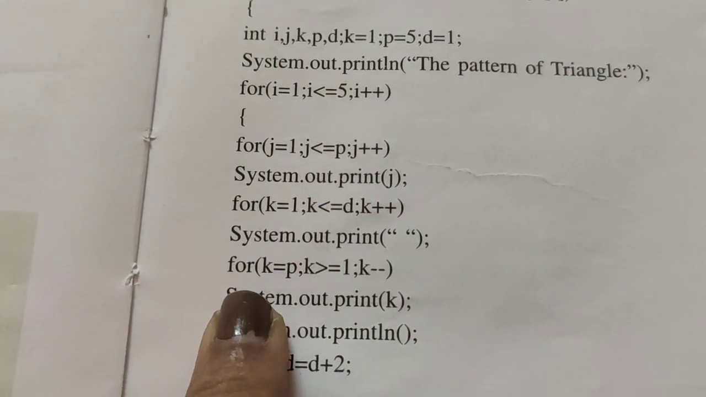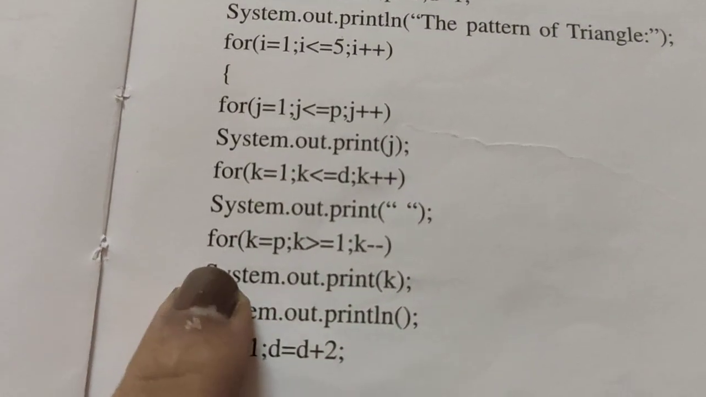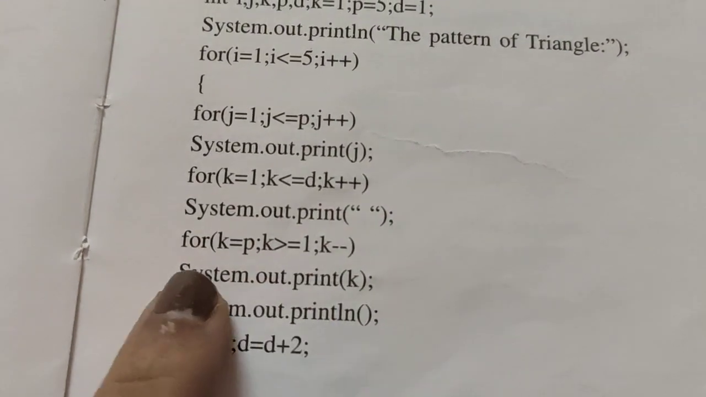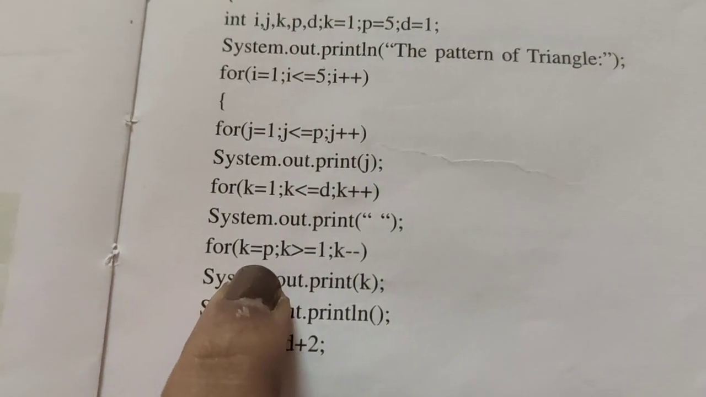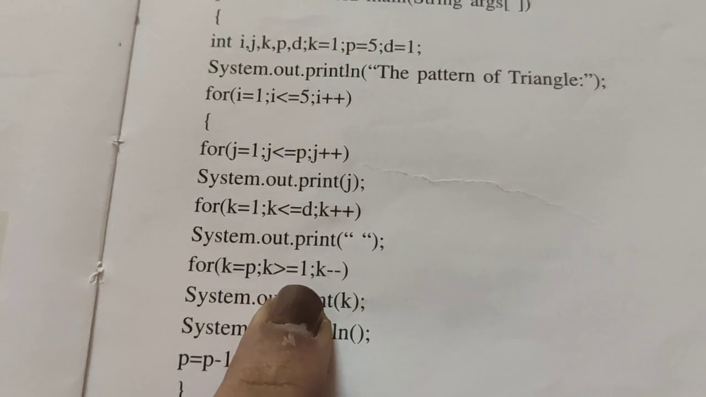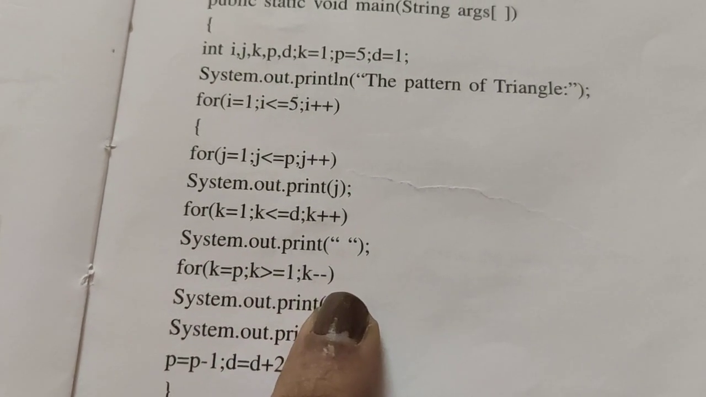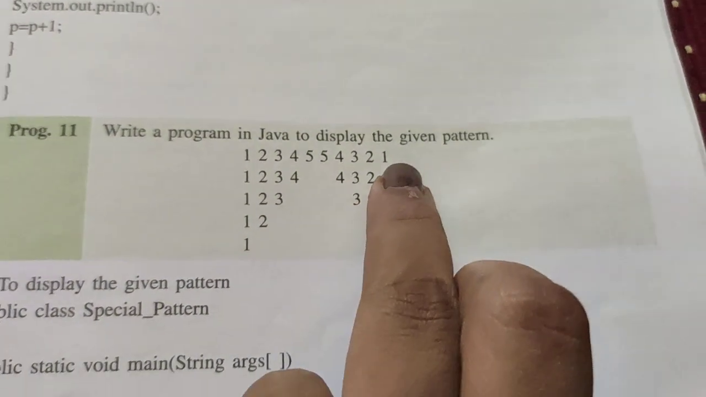And again you are going to print the numbers in reverse, because see here 5 4 3 2 1 is coming, so you are going to print the numbers in reverse. So k is equal to p, which is 5, and k is greater than or equal to 1. Until 1 you have to print, with k minus minus, so here you will be getting the values 5 4 3 2 1.